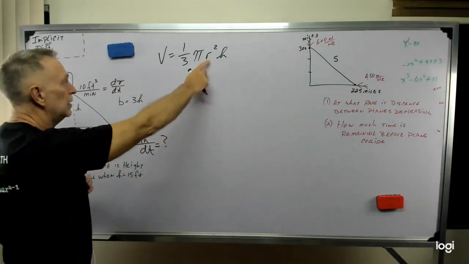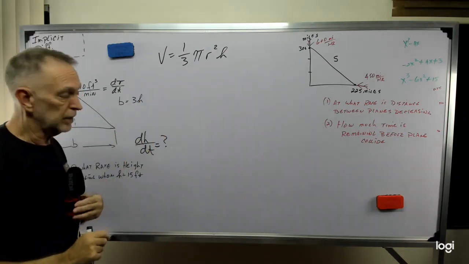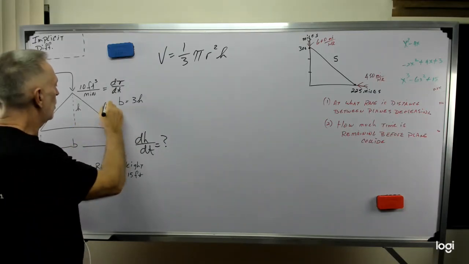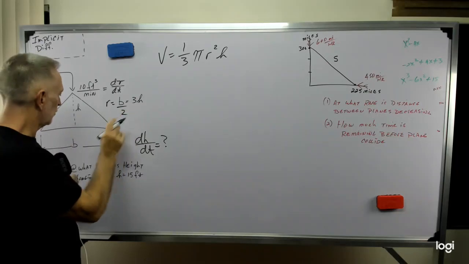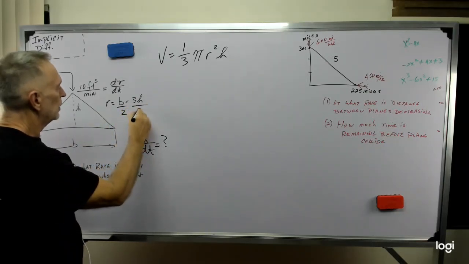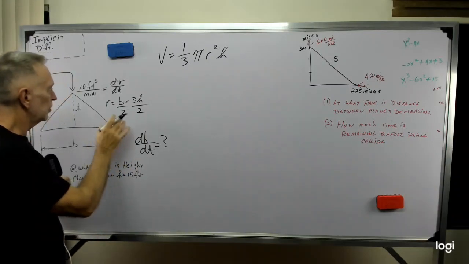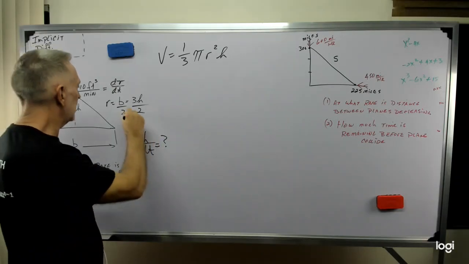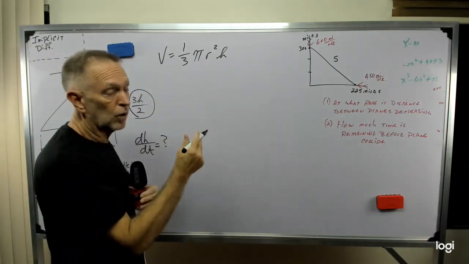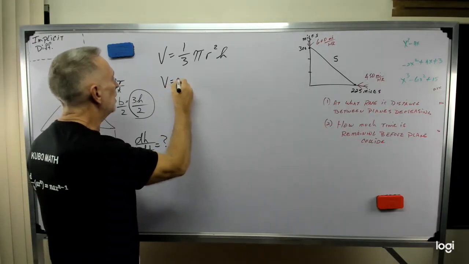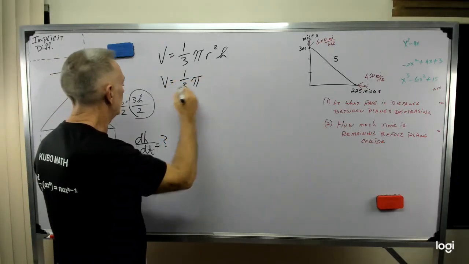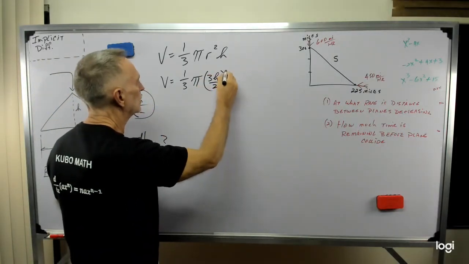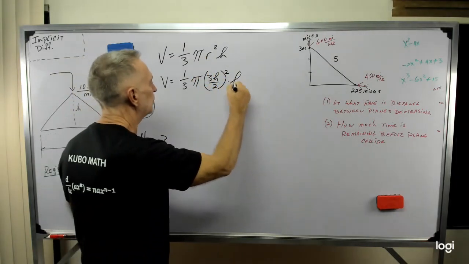Well, except this formula has a radius. We know the radius is half the diameter. So r equals my base over 2, which means 3h over 2 would be getting r associated with the height. Now I can just take this, plug it in for r, and away we go. So volume equals 1/3 pi times (3h over 2) squared, times h. So now I've replaced r.